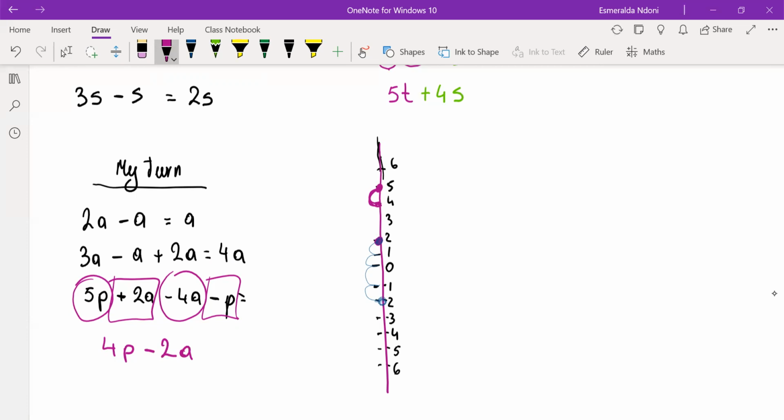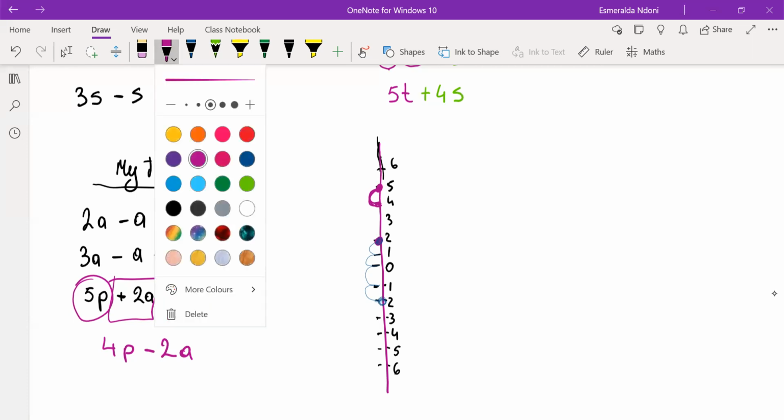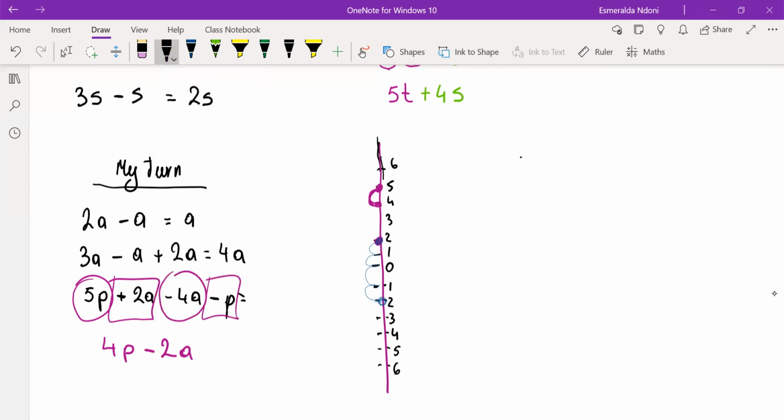And that is finished. I have collected like terms for the questions that I made up. Now it's your turn. I'm going to make 2 questions for you. So please have a go. If I have -3b added to 2b added to 4a. That's your first question. Please pause the video and have a go.